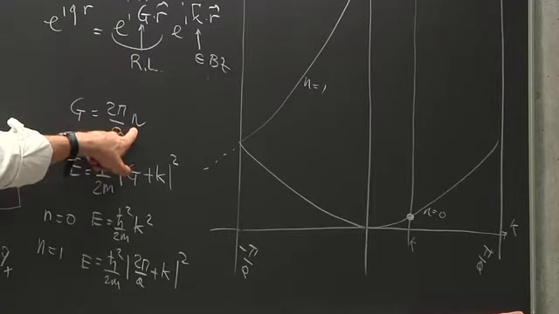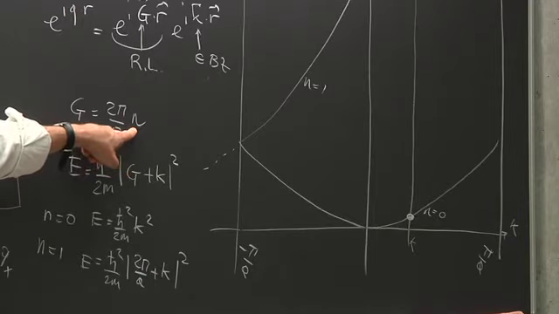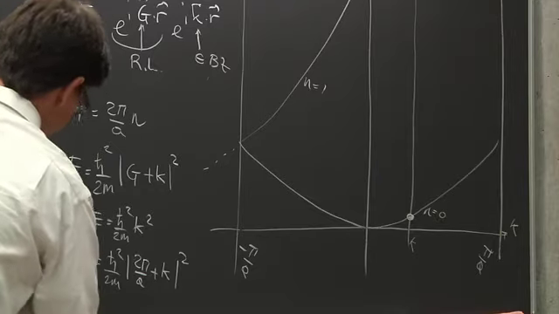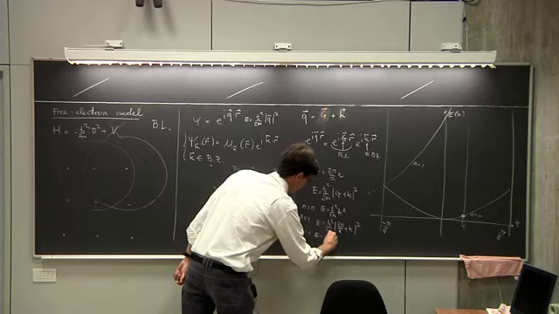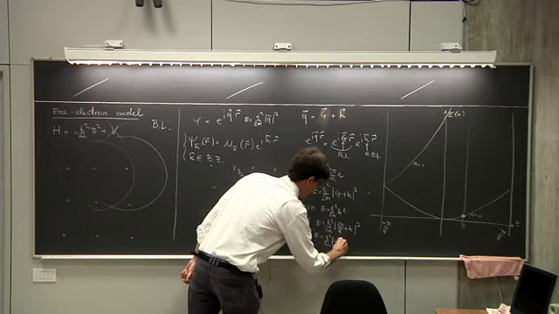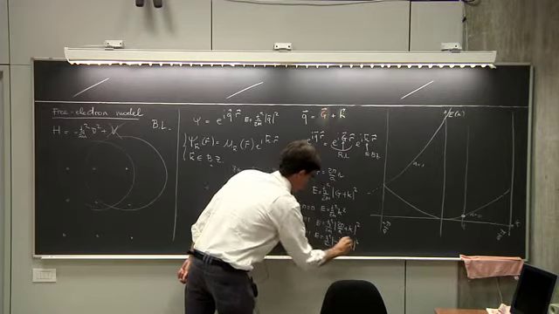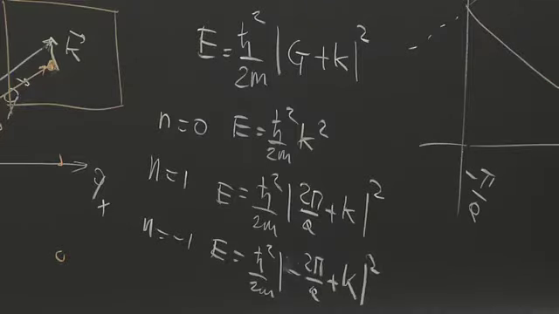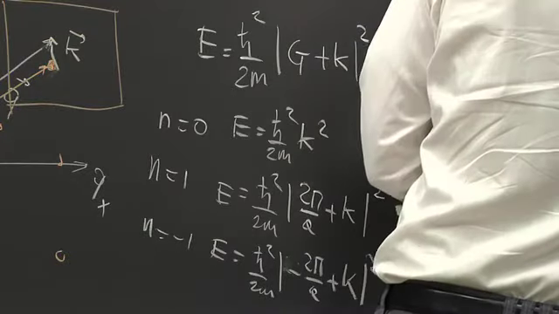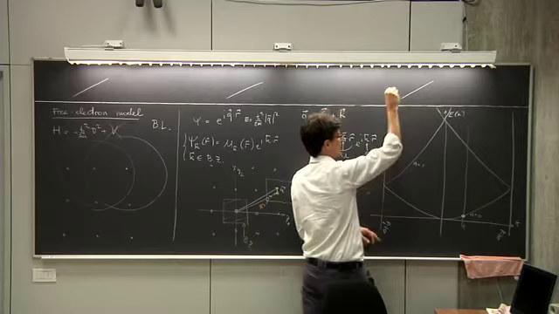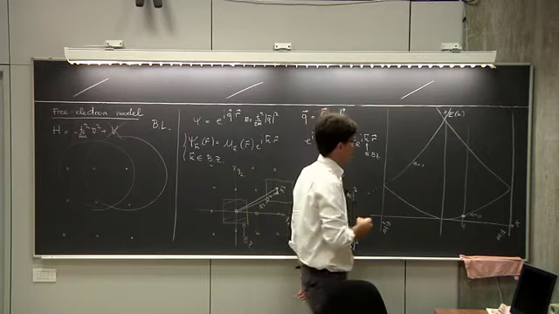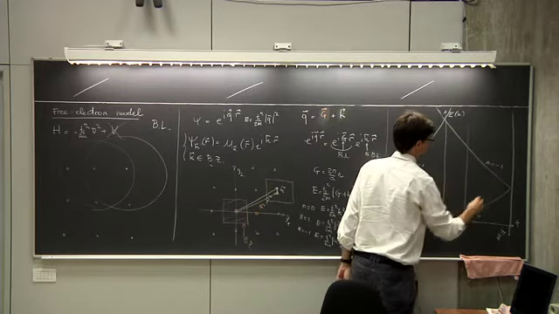n is not restricted to take only positive values. You can take also negative values. So n equal to minus 1, for example. n equals minus 1. Energy is equal to ħ²/2m (−2π/a + k)². Again a parabola, but now centered at 2π/a. Well, somewhere there, it will hit this point, here again. Notice that this parabola is exactly symmetric to this one, right? I'm just exchanging k into minus k. So this is n equals minus 1.